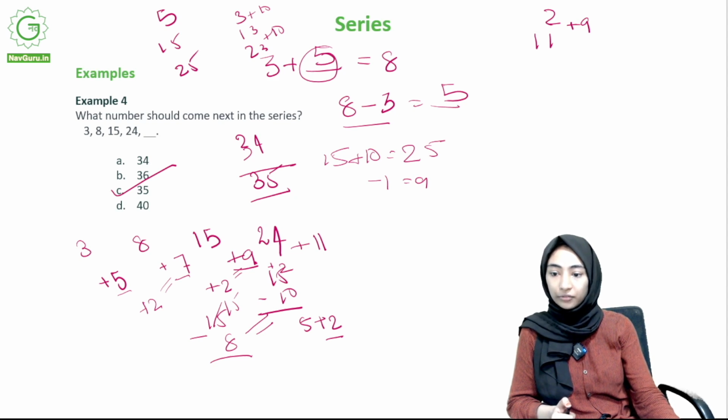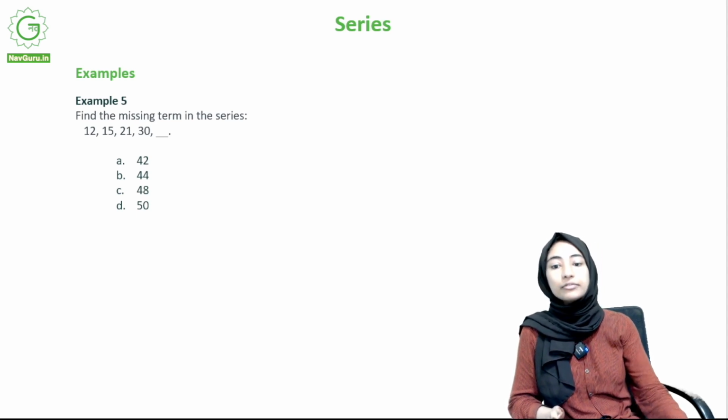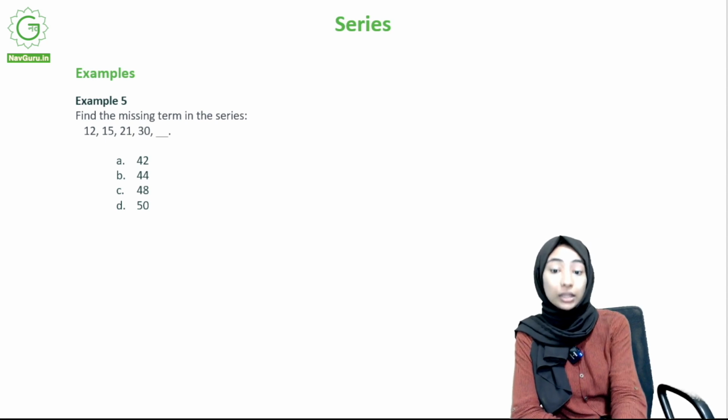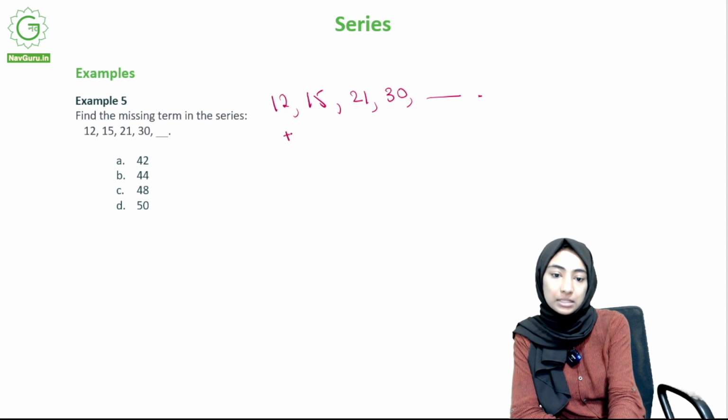We have a lot of questions. Example 5. Find the missing term in the series 12, 15, 21, 30. Okay. 12, 15. So 12 plus 3 is 15. 15 plus what is 21?